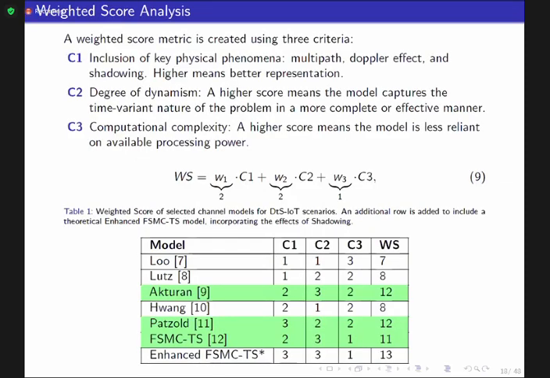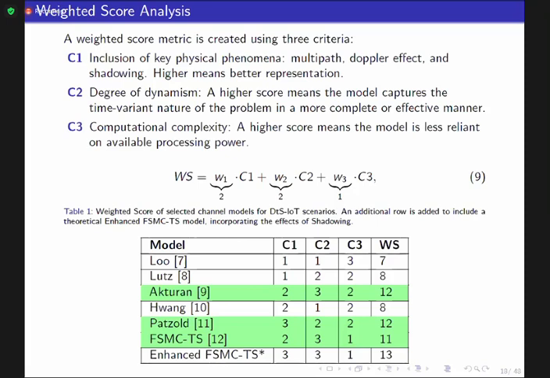Step 1, weighted score analysis. So as I mentioned previously, there's 3 criteria, C1 through C3. The first one aims to measure how well the model represents physical phenomena: multipath, the Doppler effect, and shadowing. Higher number means better representation. The second coefficient is meant to evaluate how dynamic each model is, so how well the time variant nature of the problem is being captured in the model. And the third criteria is the computational complexity, which measures how reliant the model is on processing power.